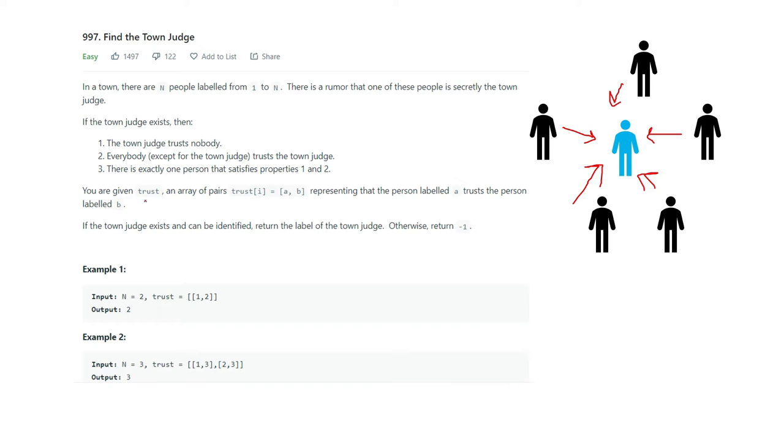there. You are given trust, an array of pairs trust[i], that is a, b. That means a trusts b. Okay. If the town judge exists and can be identified, return the label of the town judge, otherwise return -1.